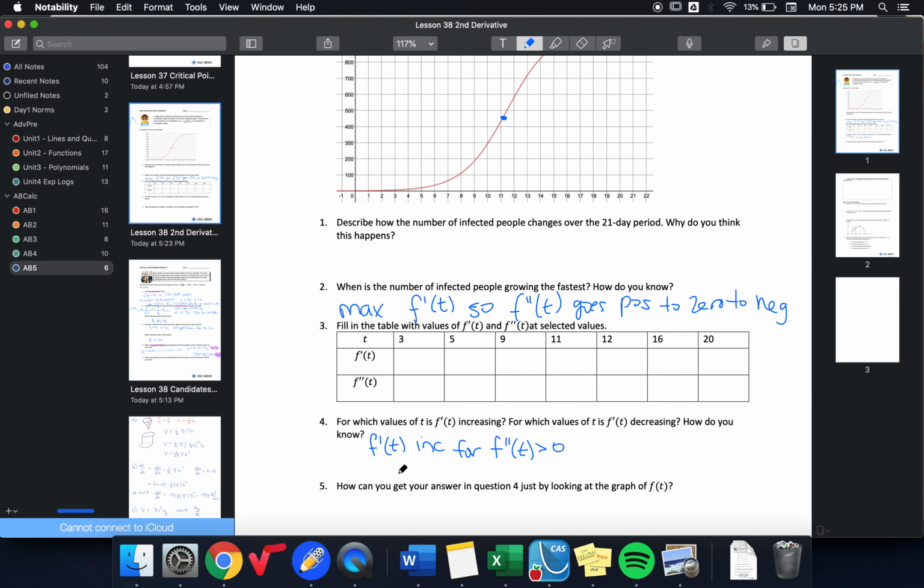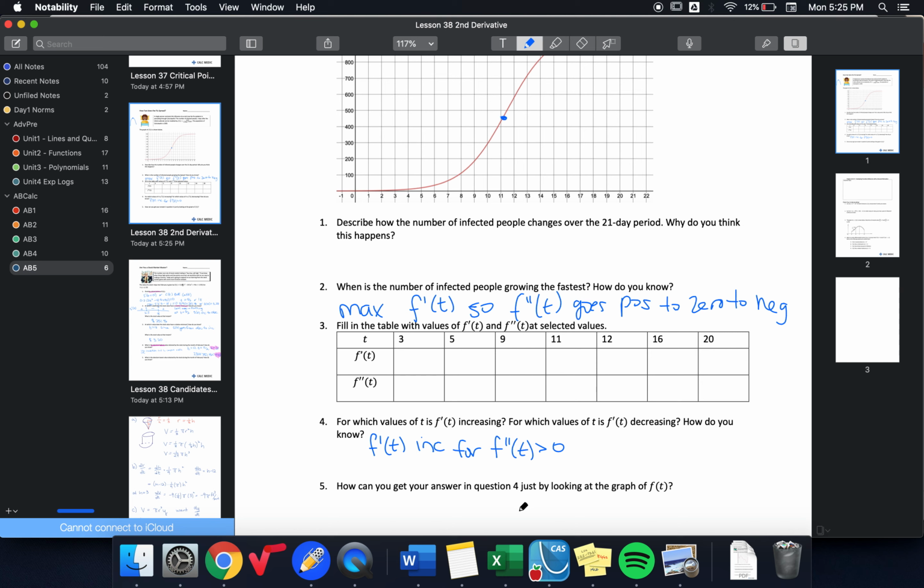And this connects back to what we said a few days ago looking at our change in value of our stocks, that it was increasing when the first derivative was positive. So now the first derivative is increasing when the second derivative is positive. It's decreasing when the second derivative is negative.